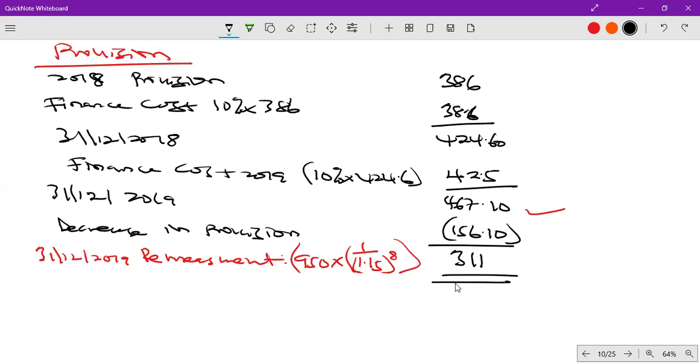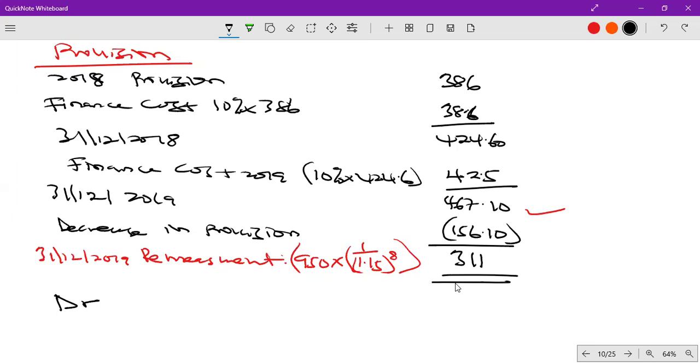What would be the double entry? Or what are we going to do? We debit the provision, credit P&L. We credit the P&L, then we debit the provision, current liability.